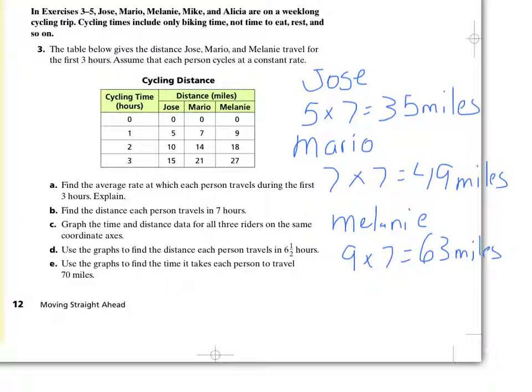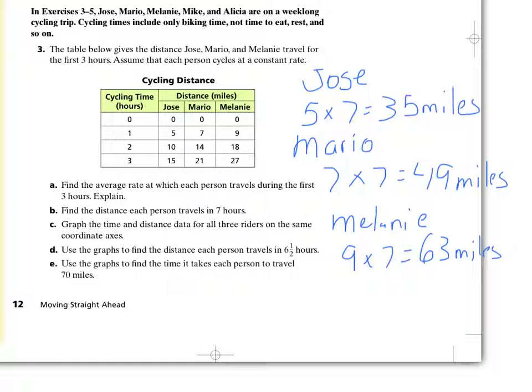Okay, and part B. Find the distance each person travels in 7 hours. Jose, let's see, 5, which is the average number of miles that he does per hour, times the 7 hours. That gives us 35 miles. So in 7 hours, he is going to travel 35 miles.